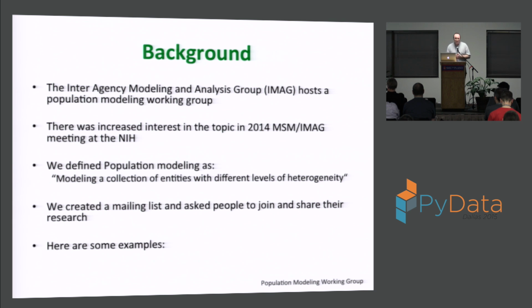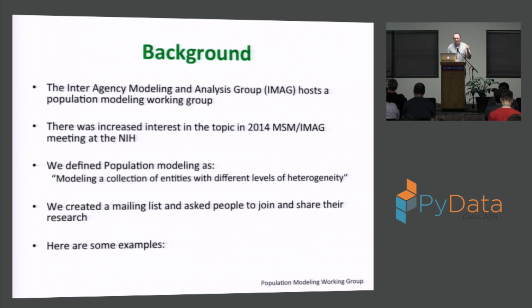In the last meeting there was some interest in the population modeling working group. A lot of people came over, and we kind of defined an ad hoc definition of population modeling as modeling a collection of entities with different levels of heterogeneity. This is a very broad definition, and many things fall into it. Even yesterday, we saw in one of the presentations a population of bikes. It will fall into this. The bikes are entities, and there's a high level of heterogeneity because they start from different locations. But think about populations of humans, populations of cells, populations of animals. All of those are population models.